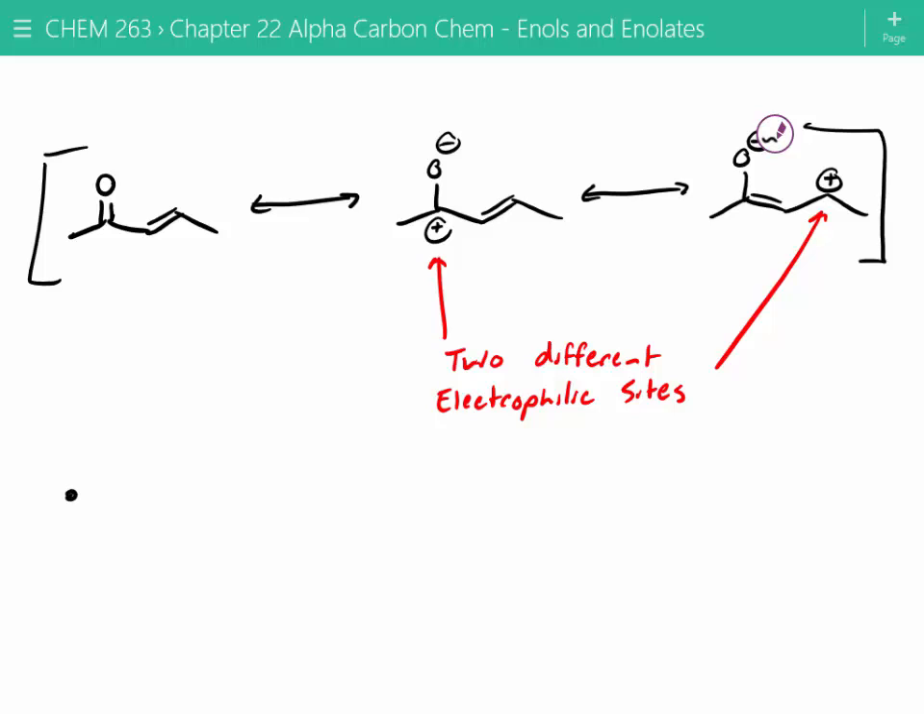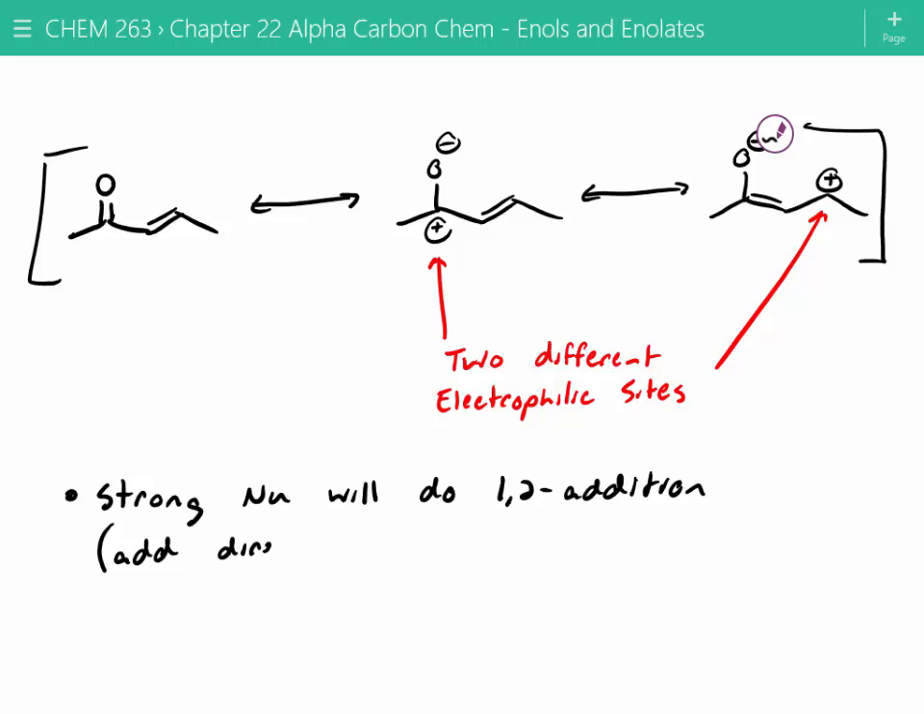The first observation that people found when they tested this is that strong nucleophiles will do 1,2 addition. That's another way of saying it will add directly to the carbonyl carbon.